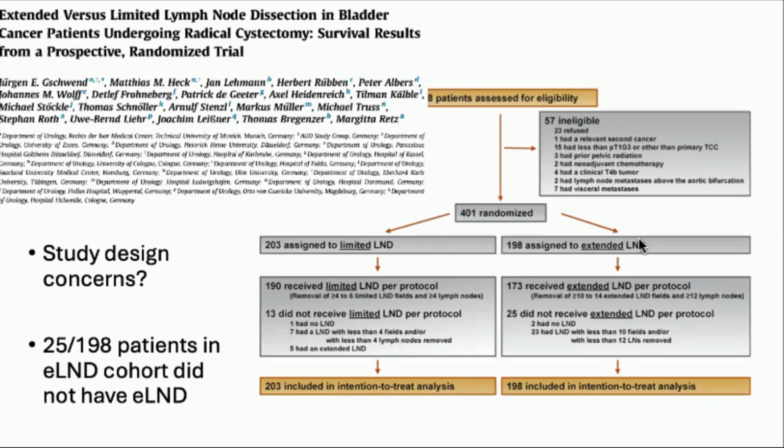Another thing to note is that they did an intention to treat analysis, and actually 25 patients, or 12.6%, in the extended lymph node dissection arm did not have a true extended lymph node dissection, with fewer than 12 lymph nodes removed. So this might underestimate the clinical benefit of the extended lymph node dissection.